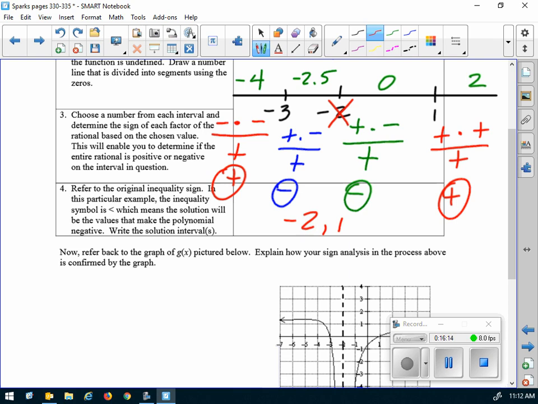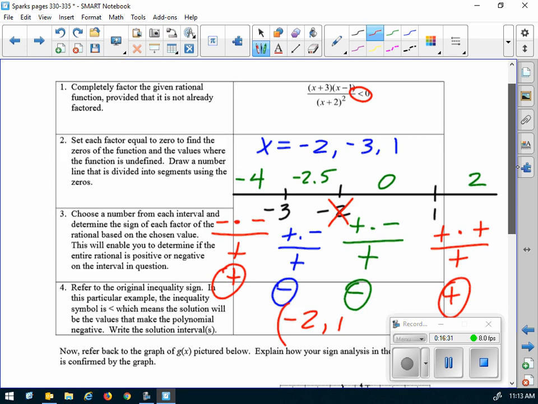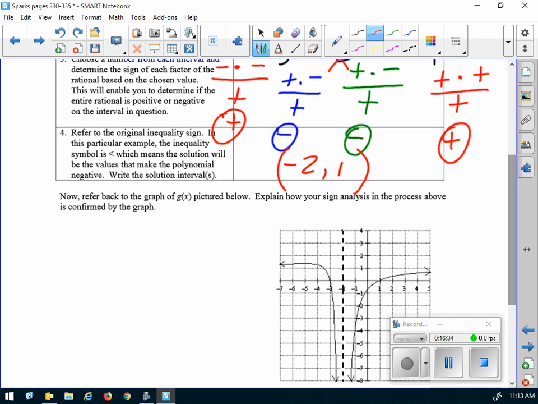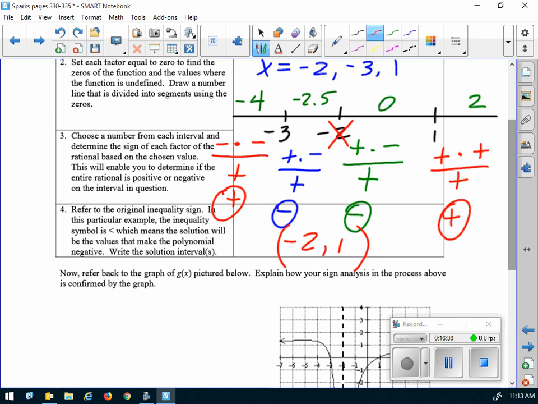Are the endpoints included? I can't use -2, can I? Because that makes the graph have a vertical asymptote. I could use 1 if it was equal to 0, but it's not, it's just less than. What about -3? Oh, snap, I missed that part. -3 to where? Are either one of those included? I just automatically put a parenthesis. Nope. Thank you.